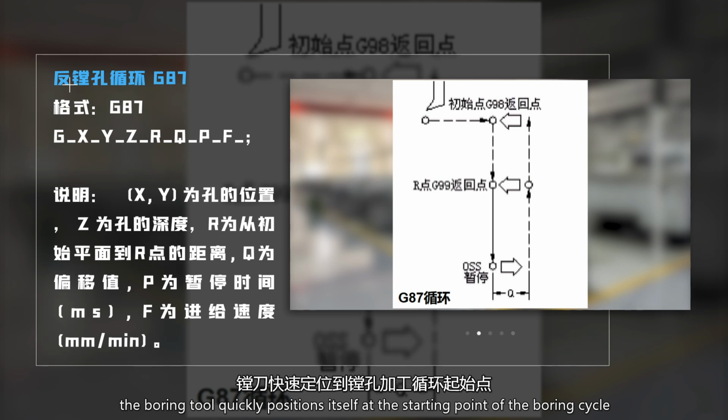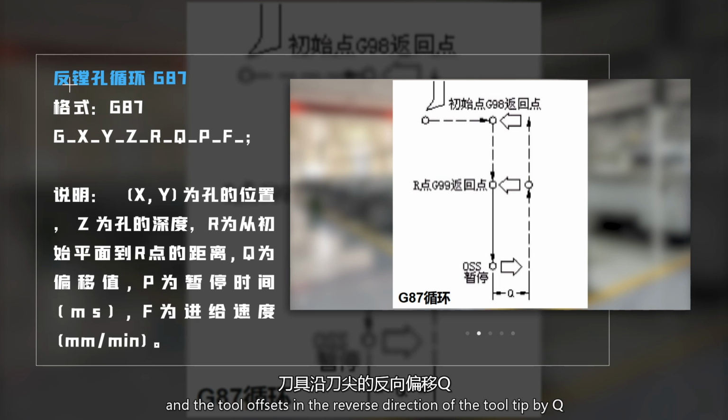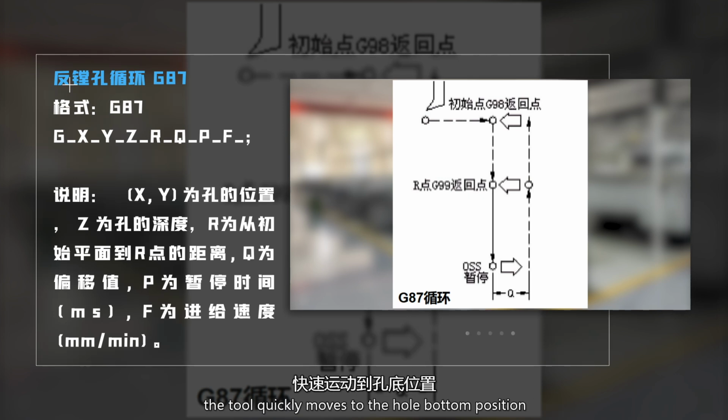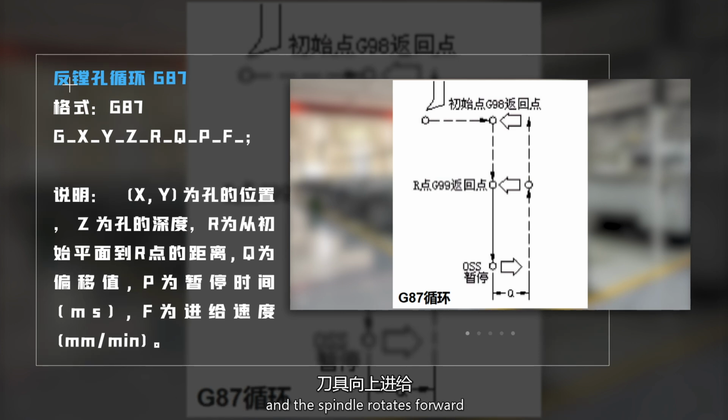The boring tool quickly positions itself at the starting point of the boring circle, then the spindle oriented stop, OSS, is applied, and the tool offsets in the reverse direction of the tool tip by Q. The tool quickly moves to the hole bottom position. The tool tip offsets in the forward direction by Q to the machining position, and the spindle rotates forward.